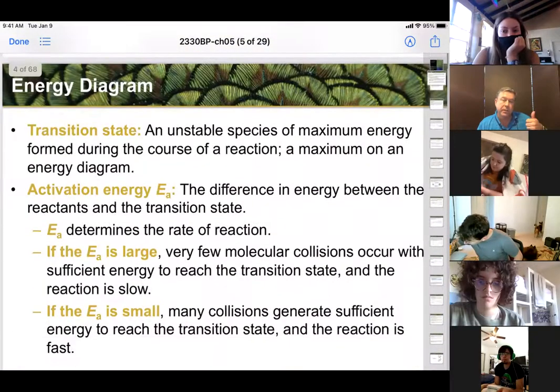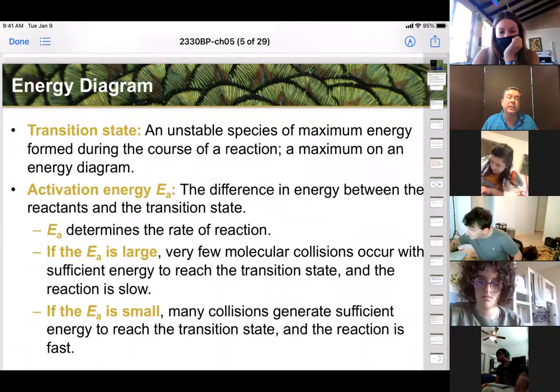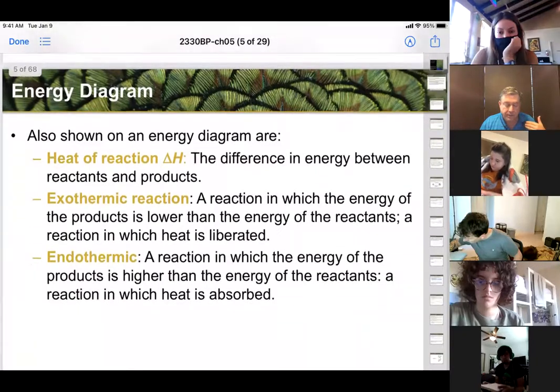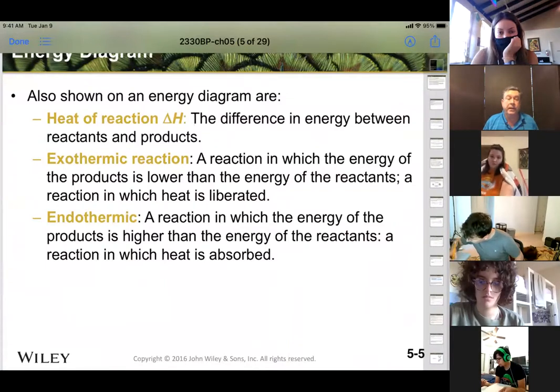So we have the transition state, which is the peak. We have the activation energy, which is the measure of the energy under that peak. And we know that the activation energy determines the rate of the reaction. So what else does it tell us? It also tells us the heat of reaction. The heat of the reaction is the difference in potential energy between the products and the reactants.